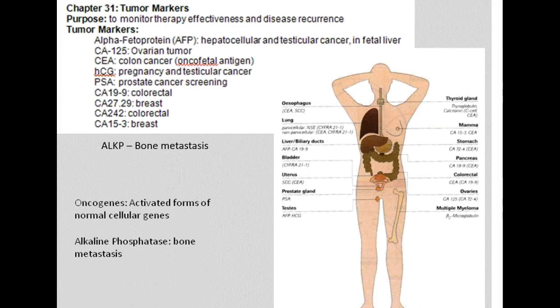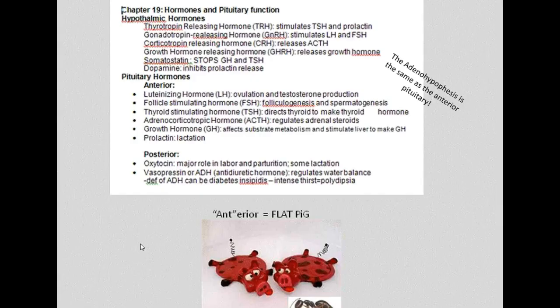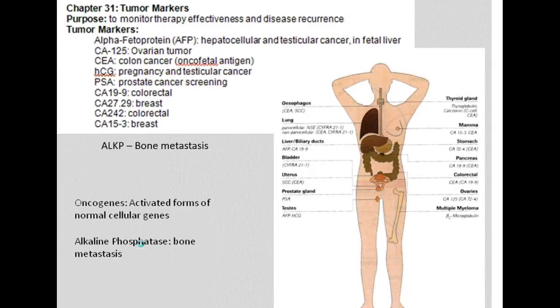The last one that I want to mention here is alkaline phosphatase. This one can be helpful to see if any cancer has spread to the bone. Because remember back from chemistry 1, alkaline phosphatase has liver and bone. ALKP, sometimes it's ALP, looks like ALPO, liver and bone. If cancer spreads to the bone, the alk phos is going to be increased, especially the bone portion. A couple definitions here. Oncogenes are activated forms of normal cellular genes. Know that definition.